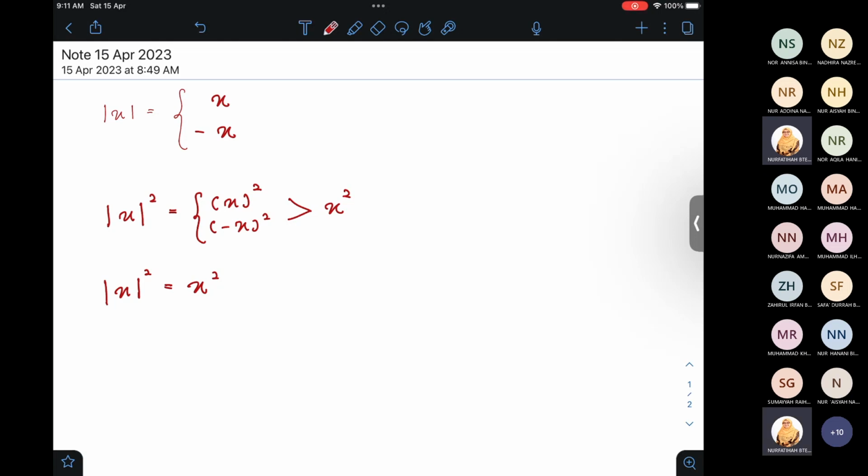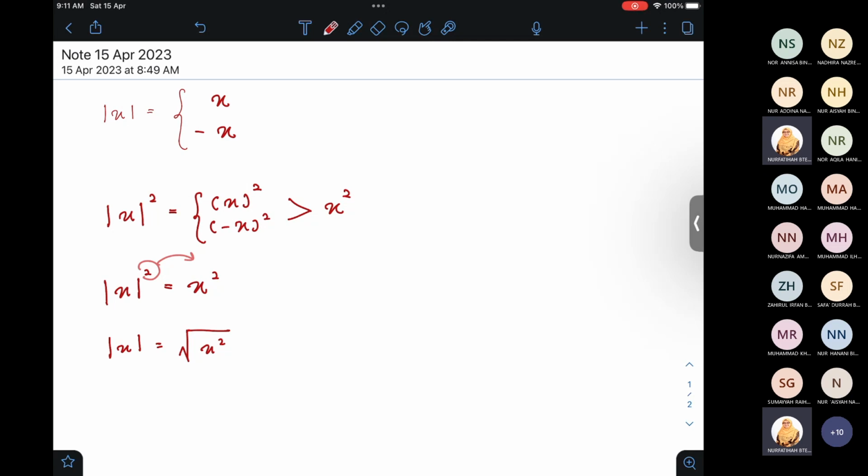Kalau saya nak modulus x saja, I just want the modulus x. That means this square I need to bring to the other side. Apa jadi kalau saya bring to the other side? I will get square root of x squared. This is the definition of modulus.